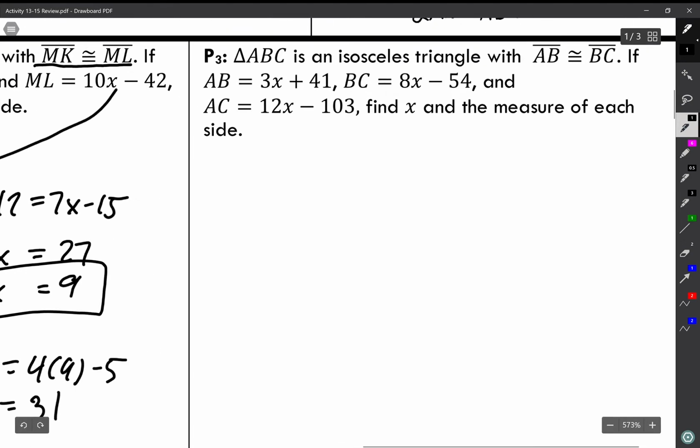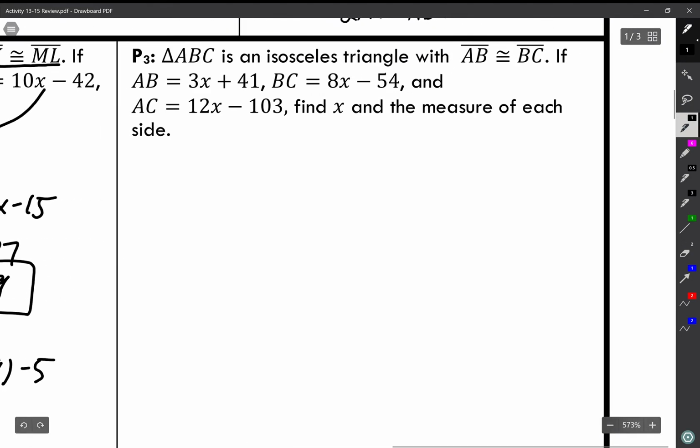Number 3, triangle ABC is an isosceles triangle with AB and BC being congruent. AB is 3x plus 41, BC is 8x minus 54, and AC is 12x minus 103. Find x and the measure of each side. So draw a triangle again.